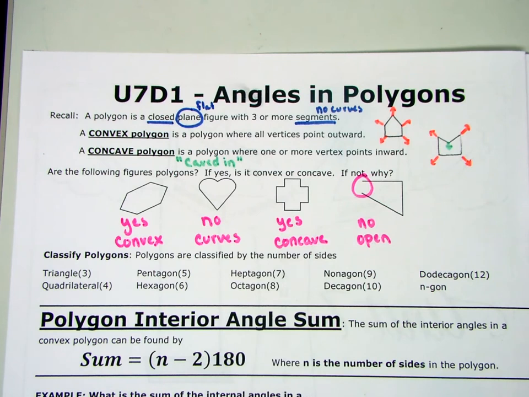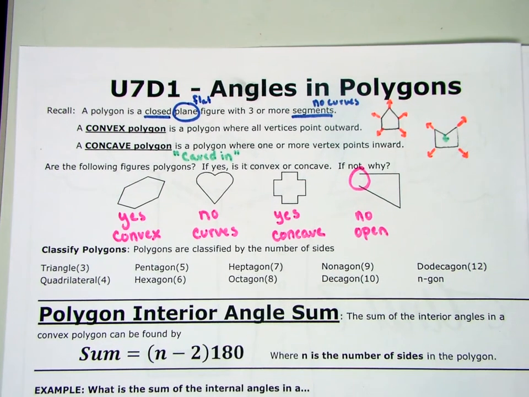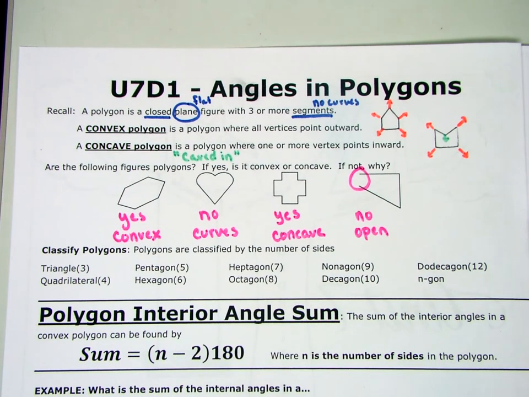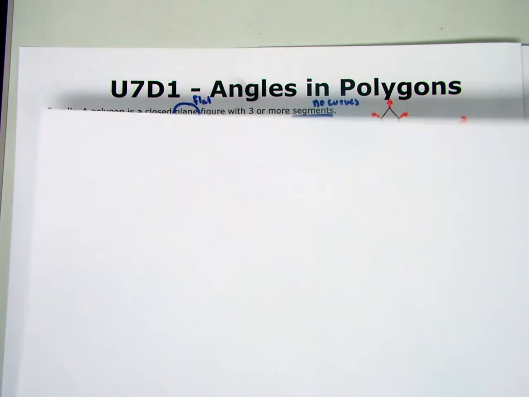All right, now the next thing we're going to look at is the interior angle sum. I do have a formula there for you, but I want to show you why the formula works, because it's sometimes important to see why things are the way they are. So I'm going to derive the formula for you.